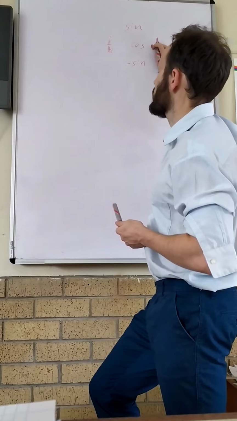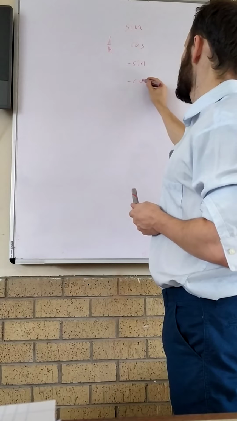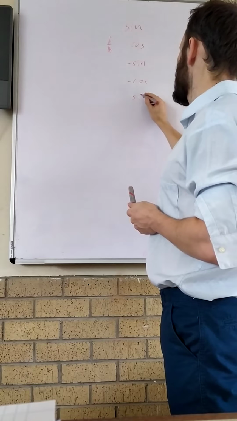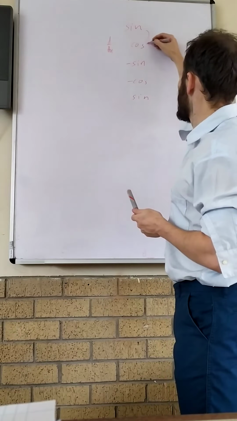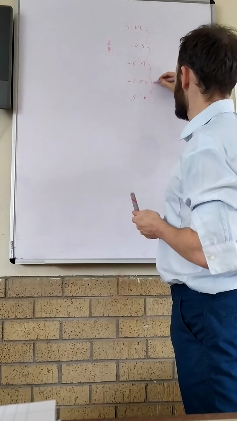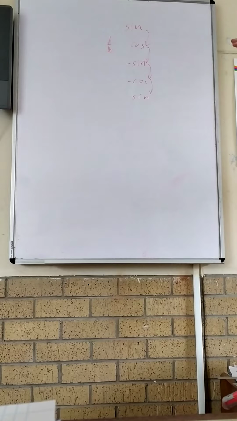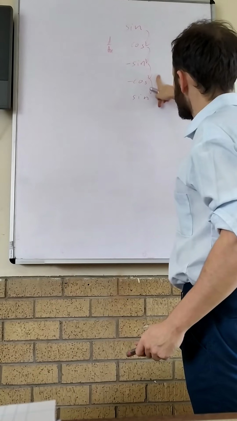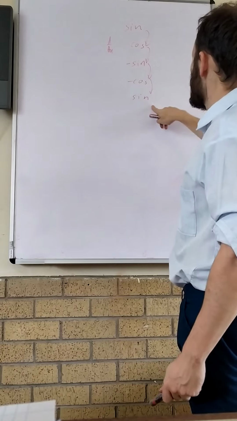So sine differentiated is cos, cos differentiated is minus sine. Minus sine differentiated is minus cos. Minus cos differentiated is sine again. Look, you're back to where you started. So it's a 1, 2, 3, 4 cycle, kind of. You go through 4 steps, and then you're back to where you started.